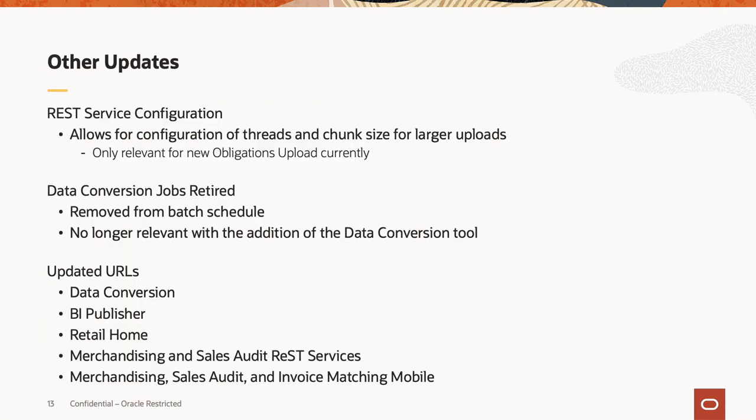A new configuration process was created to support the upload of larger data sets via REST service calls. As part of introducing this feature, you will be able to configure the number of threads and chunk size for the services that support this functionality. You can update the configuration using the spreadsheet download upload feature in merchandising through the REST services data load configuration template. Note that this is currently supported only for the new obligation upload REST service. For more details, see the merchandising implementation guide.